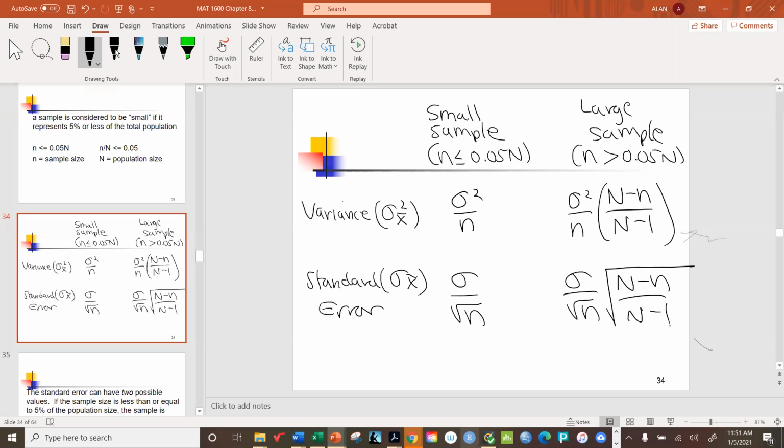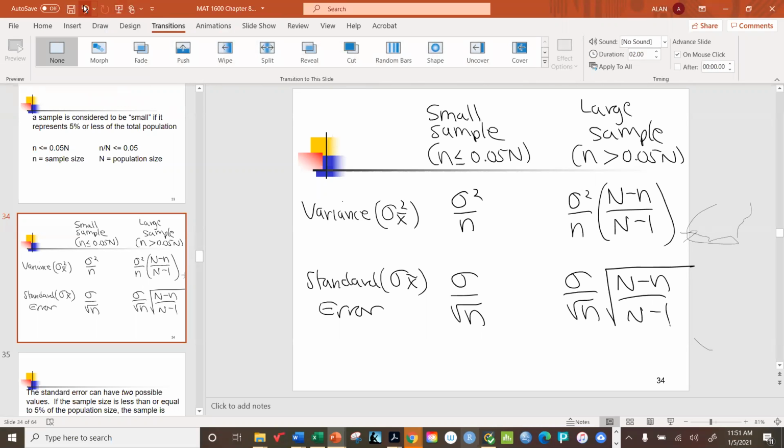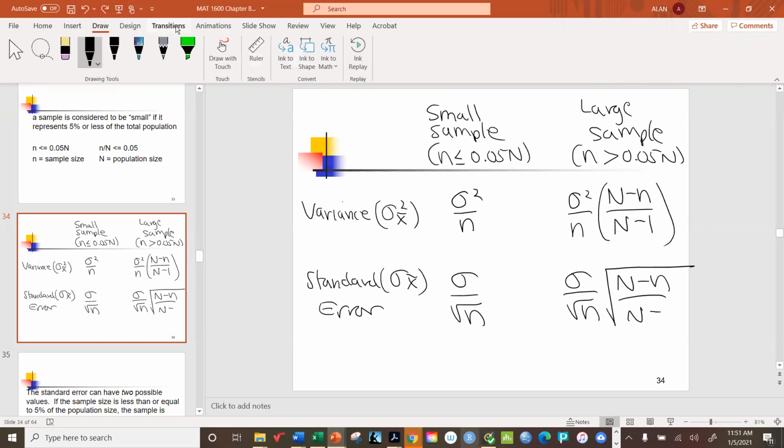Okay, so our chart is complete. And that's all four possibilities. All right, I'll give you a minute to write that down.